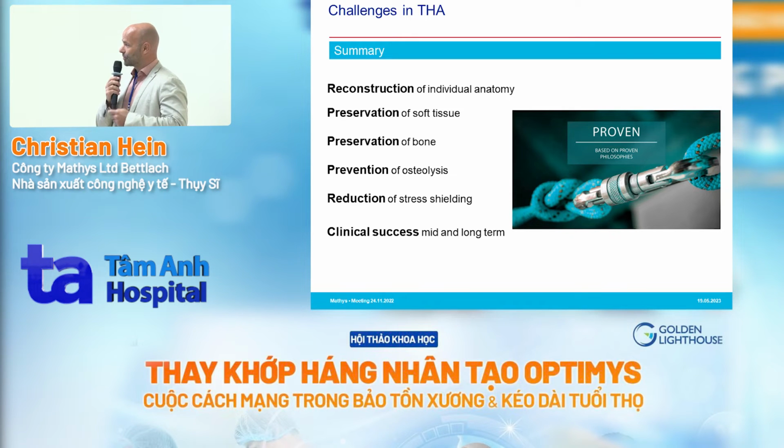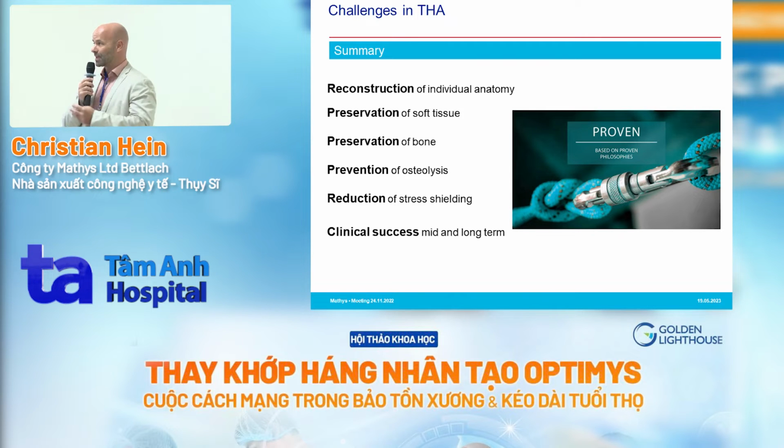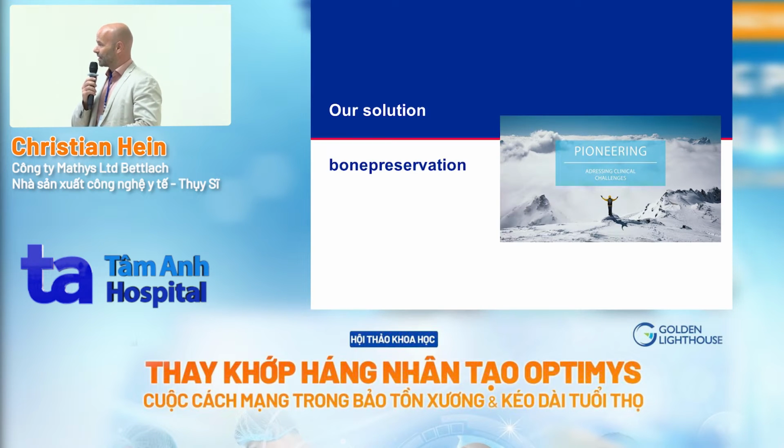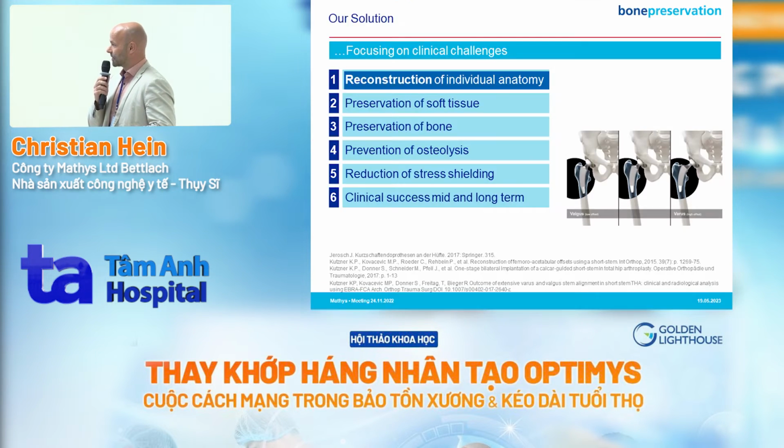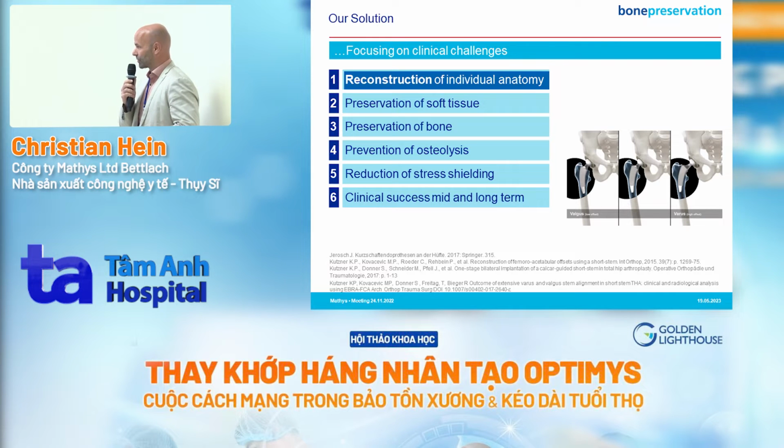So this was the point when we asked, which kind of implants are actually working the best and can really answer all of these questions? By the end, we had to say our solution is the bone preservation system, which is Optimus and RM Pressfit Vitamys. So, having a look at all of this data, in short.